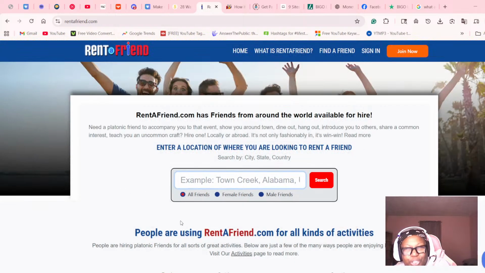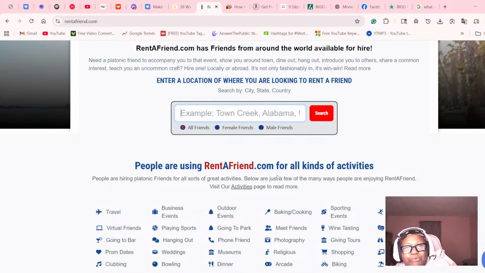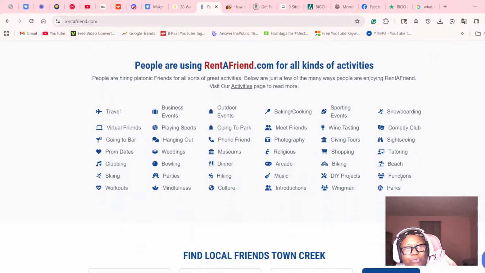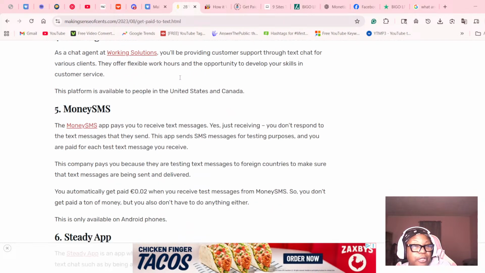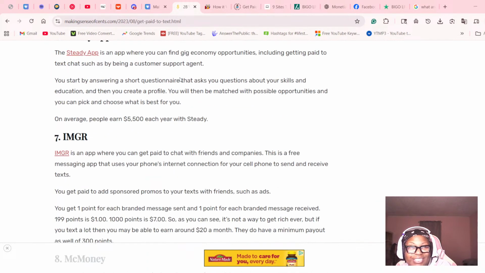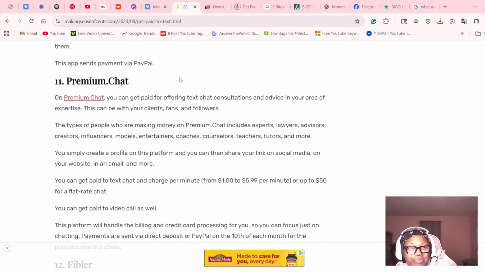Oh, you have to put your location in. People are using Rent a Friend for all kinds of stuff. Oh, wine tasting, clubbing, weddings, bowling. Okay, okay. I need an extra person on the bowling team. I can see that. Business events, snowboarding. I don't know about that. I saw it. Look at it. I'm just like, what? So people are making money on this.